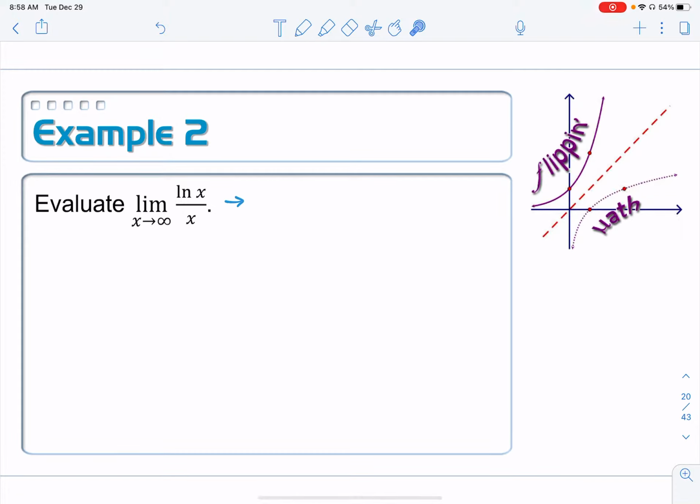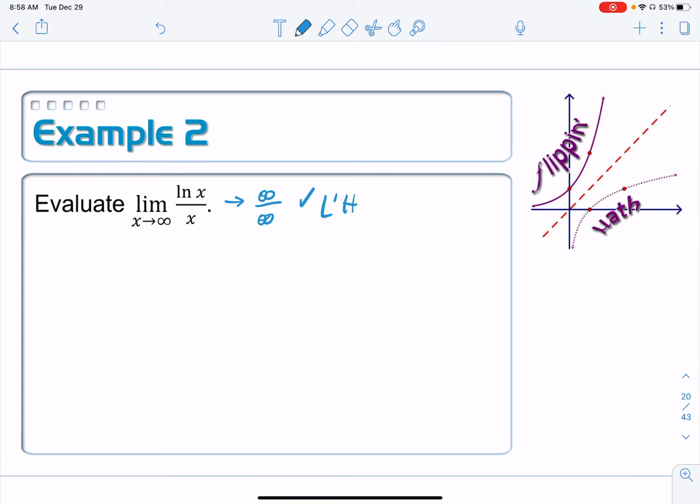Well, one way to think of it is to look at the graph right here. Here's the natural log of x. As x gets bigger and bigger and bigger, the natural log is too, it's just really super slow. So it's still going to infinity. And then on the bottom, of course, this is just x, it should also go to infinity. We've got infinity over infinity, which is a check for L'Hopital's rule.